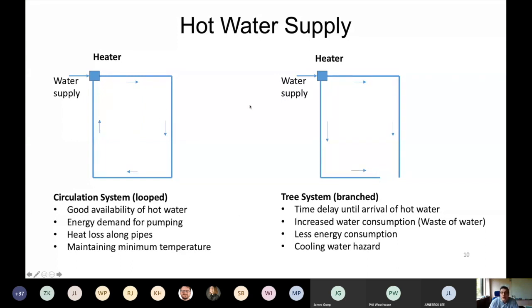Here is an example in Germany. There are two basic systems for a house, so this is not a complex system. It could be a loop system for hot water, so this is a circulation system. And here is more of a three-branch system. Each system has pros and cons, advantages and inconveniences that you can see. For the loop system, there is good availability of hot water, but it is very energy demanding. For the tree system, you can save some energy, but you have to wait for the hot water.